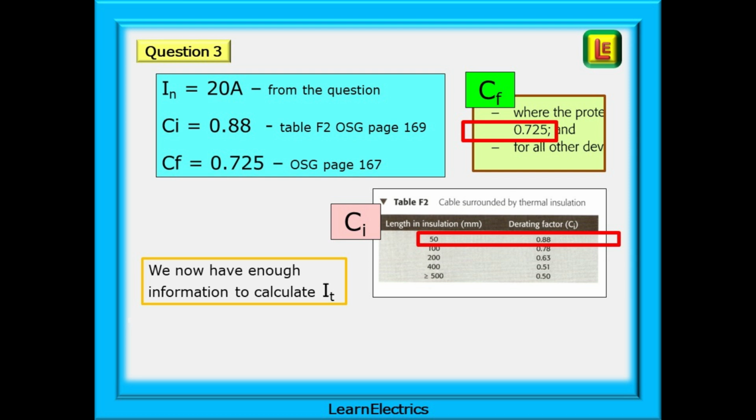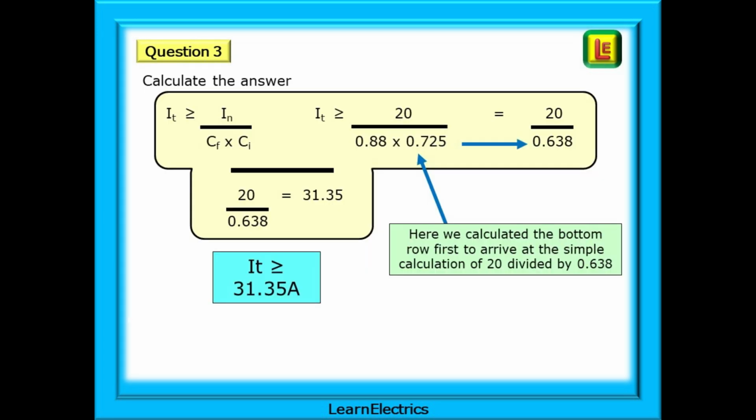We now have enough information to calculate the required current carrying capacity of the cable. IT will be 20 divided by 0.88 and by 0.725. It's good practice to calculate the bottom row first as an intermediate step. So we have 0.88 multiplied by 0.725, which is 0.638. This now leaves us with 20 divided by 0.638, a much simpler calculation.